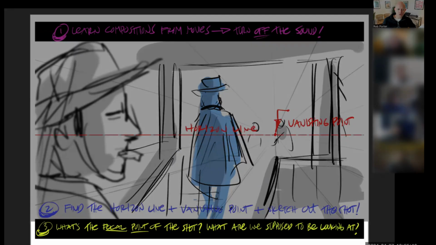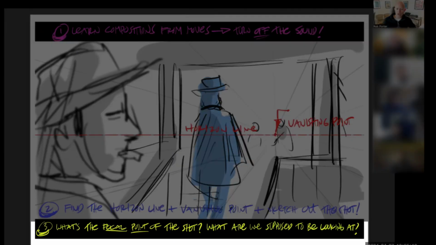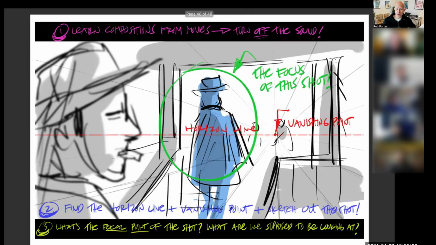And then what is the focal point of your shot? What are we supposed to be looking at? And here's our focal point right here. Always remember where it is that you want to look and where you want the audience to be focusing, and then design your sets around that and your shots around that.